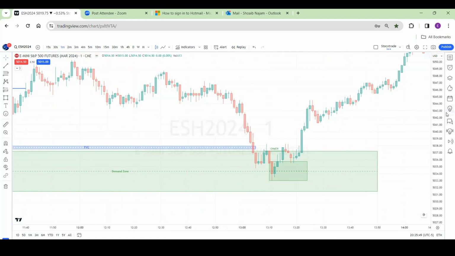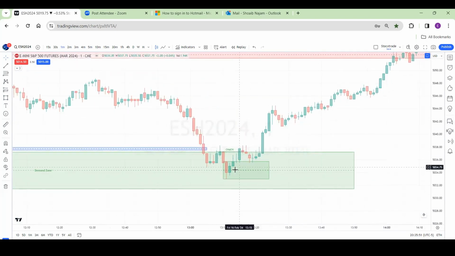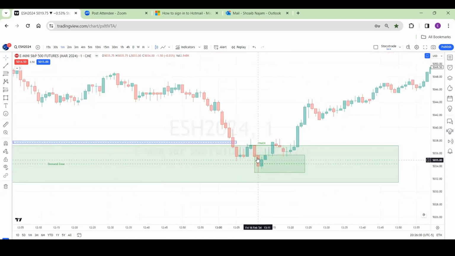Is this red candle a base candle? This one? No, momentum candle. Momentum, because the body is bigger, more than 50% of the whole candle. Oh yes, yes. See?